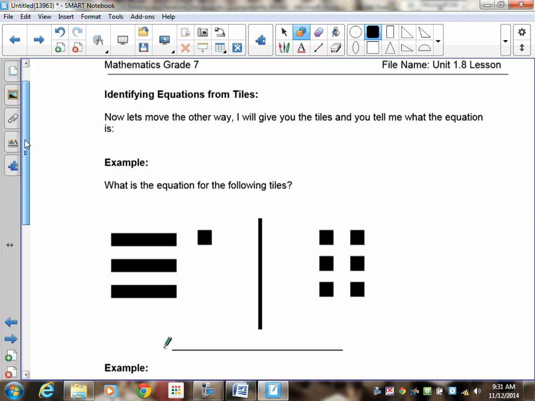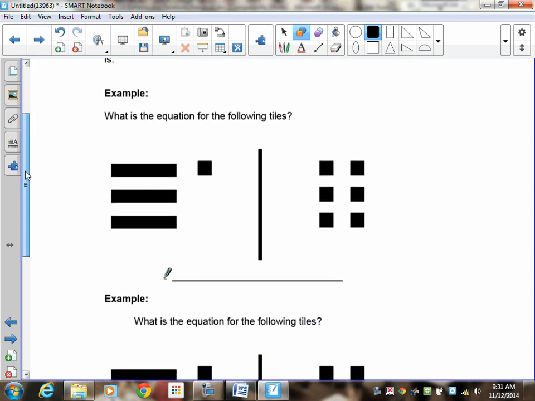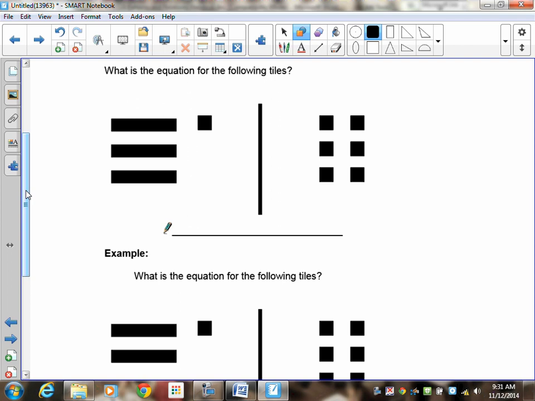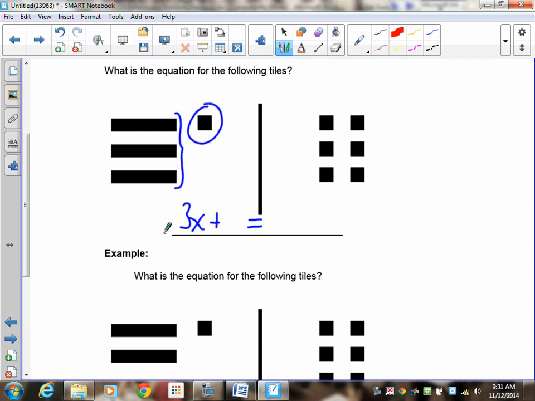Now, I can also give you the tiles and ask you to give me the symbolic. Remember, the symbolic is the letters and the numbers. So all you have to do is identify what we have in tiles and write them down on the line. So remember, this here is your equal sign. I have right here 3x's, and I have plus 1. Over here, I have 6. So this set of tiles is 3x plus 1 equals 6.